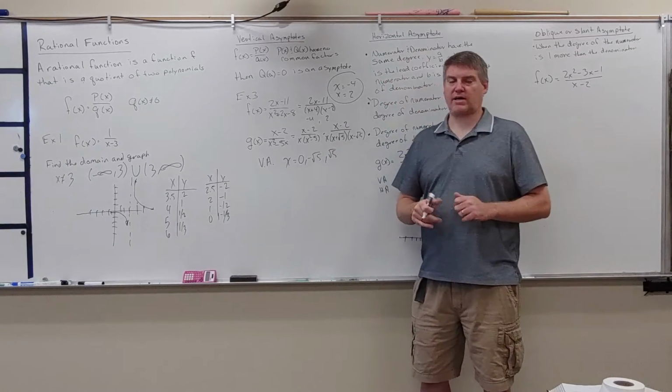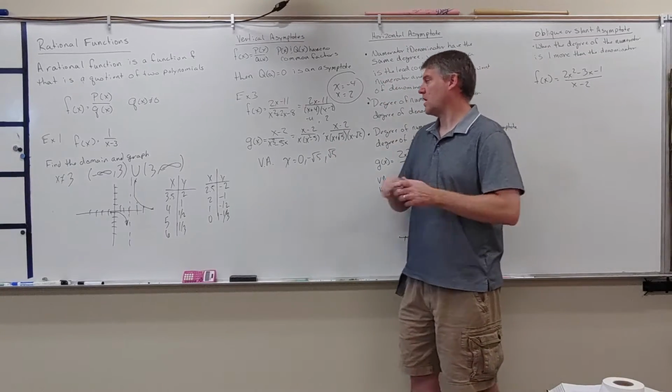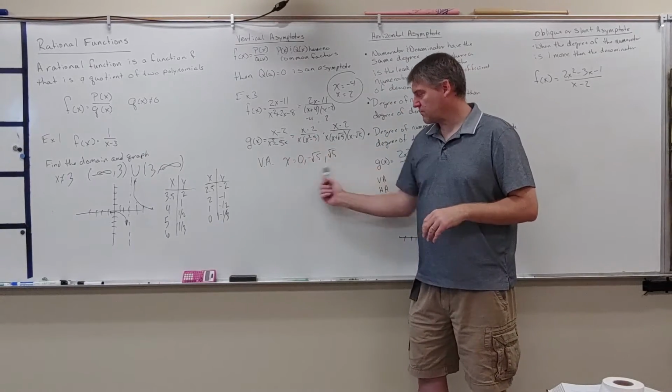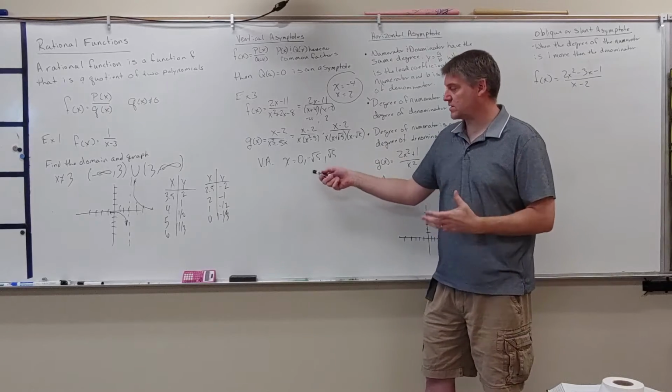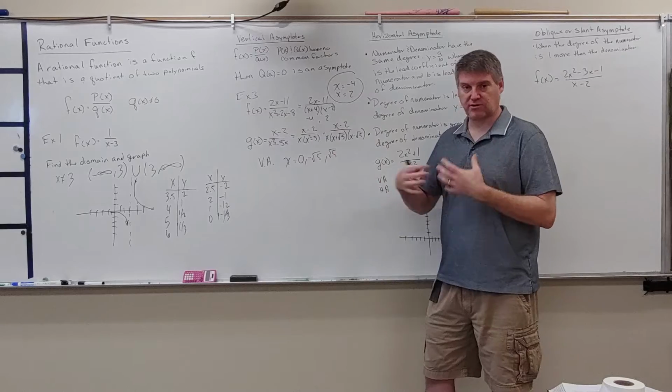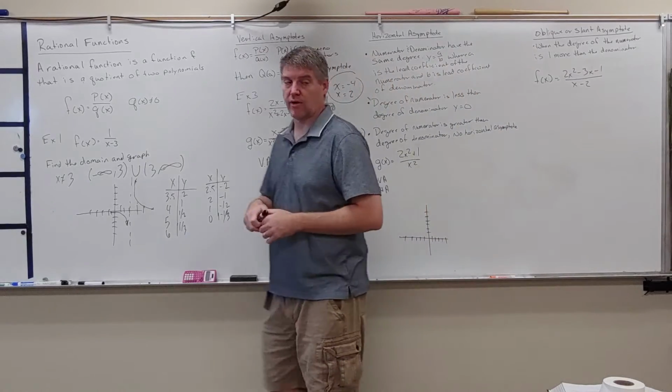Okay, so our vertical asymptotes are always going to be where our denominator equals 0. All right, so there are my vertical asymptotes. You'll probably notice that this is also my domain restrictions, right? So my domain restrictions and vertical asymptotes really go hand in hand.